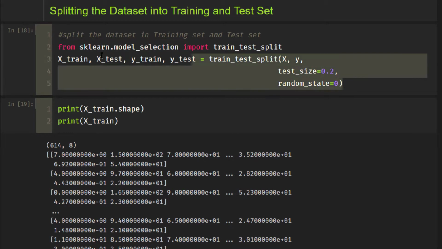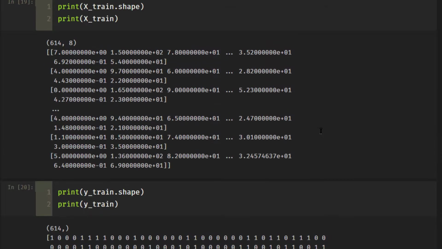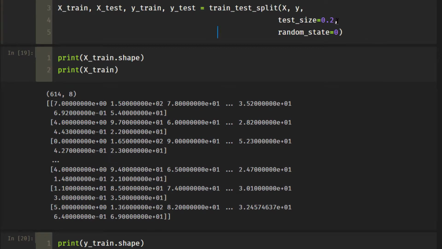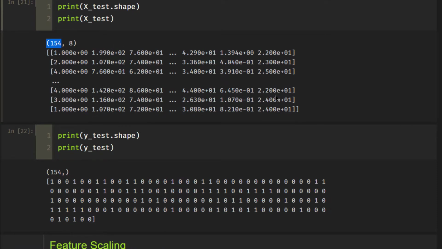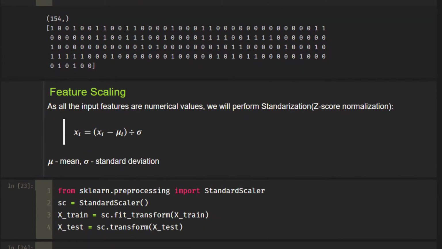And then I split the data set into a training and a test set. The idea is that we don't train the model on the entire data set. Why? Because we want to actually test its accuracy. This train set acts as the data on which the model learns, and the test set is like new data that we feed to the model to see how well it performs. That's the idea of splitting. We split it so that the test size is 0.2, 20% of the data. So 154 samples are in the test set, and 614 samples are in the training set. And then comes an important part.